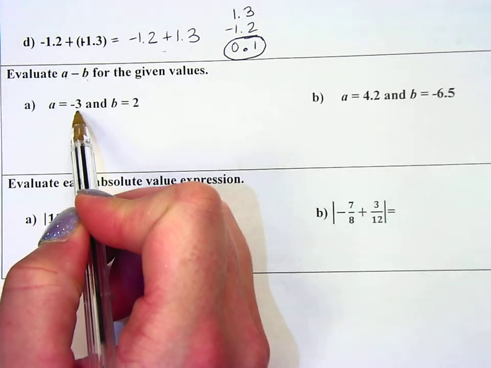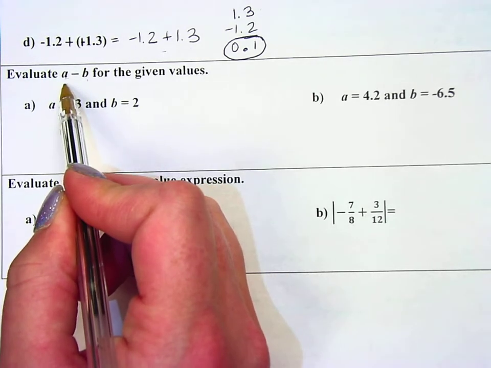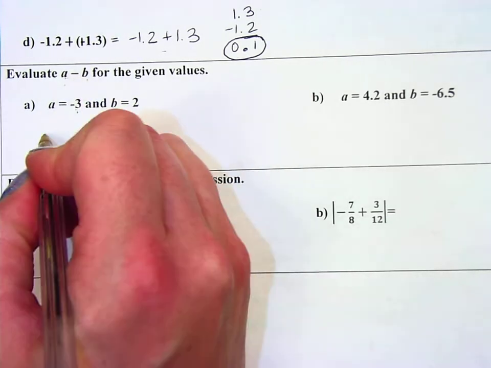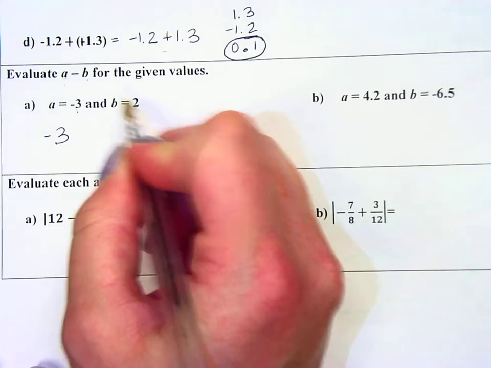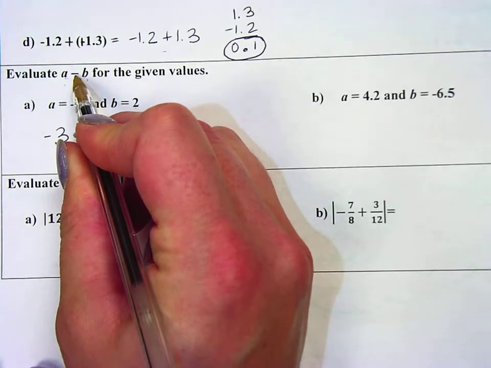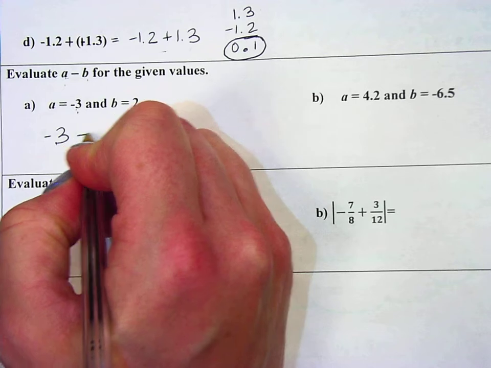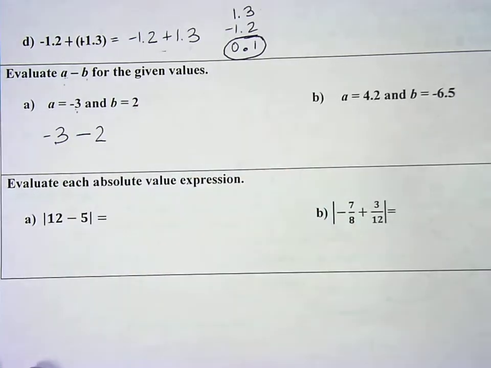in A to be -3. So in this equation, I'm going to go ahead and put my -3 right there where I see A. And my B is supposed to be 2. Be careful though, it's supposed to be a minus sign. So I'm going to go ahead and minus my B, which is 2.